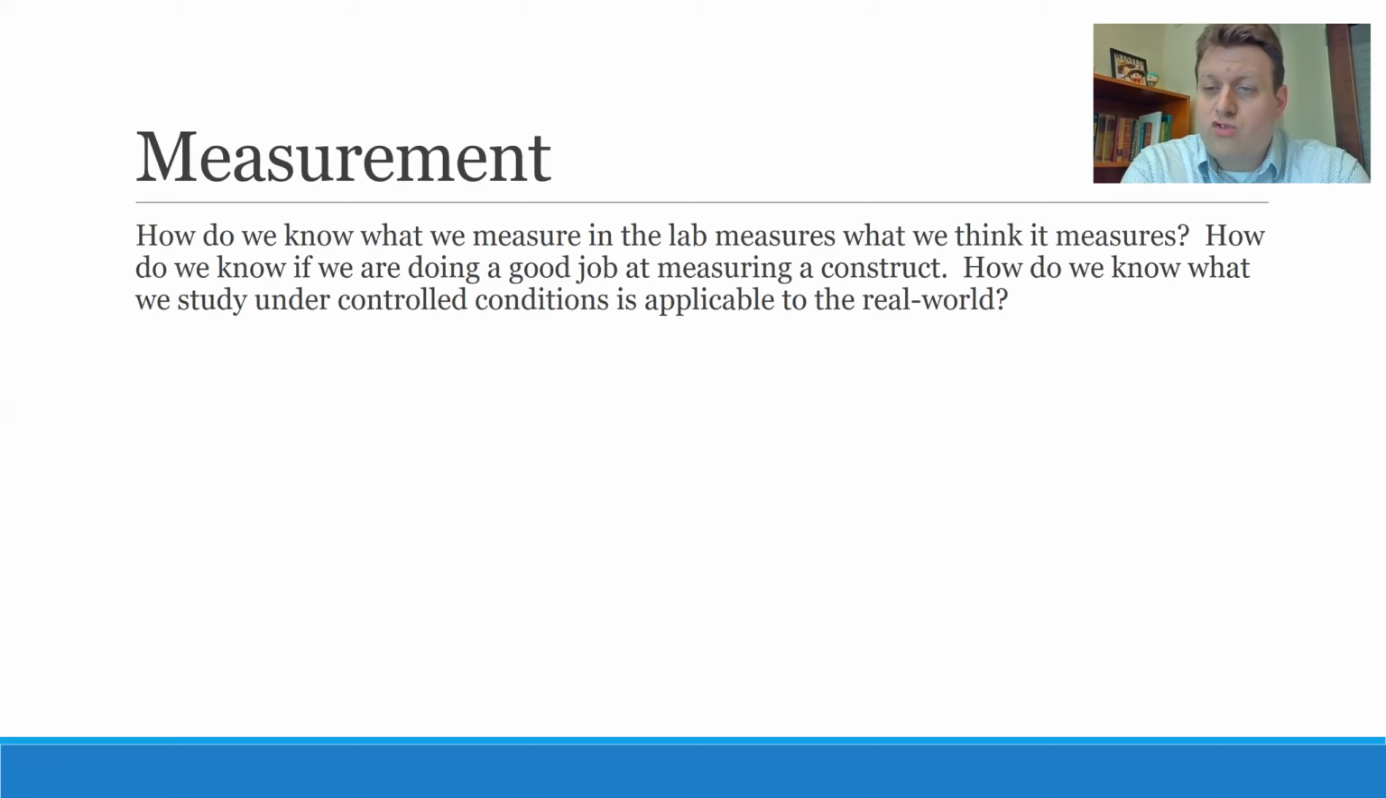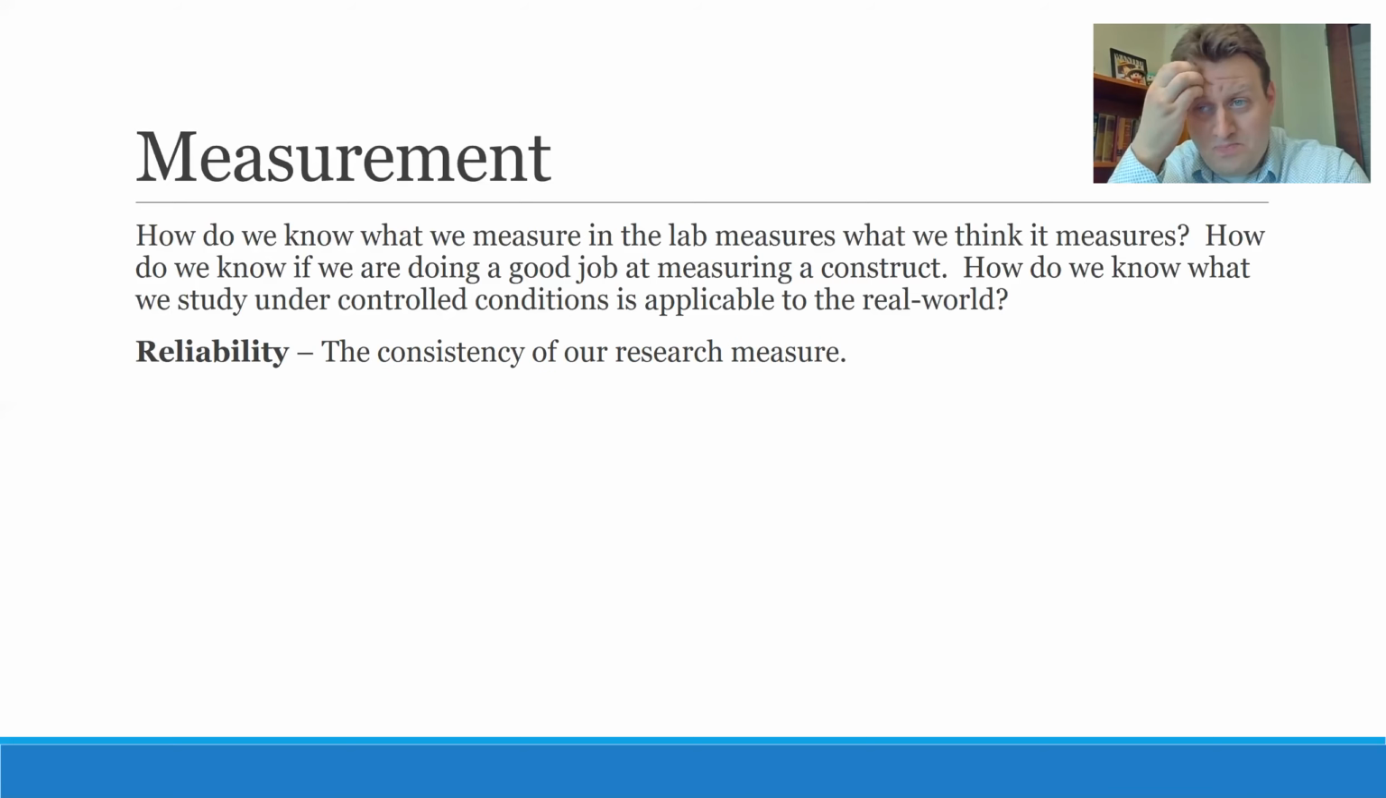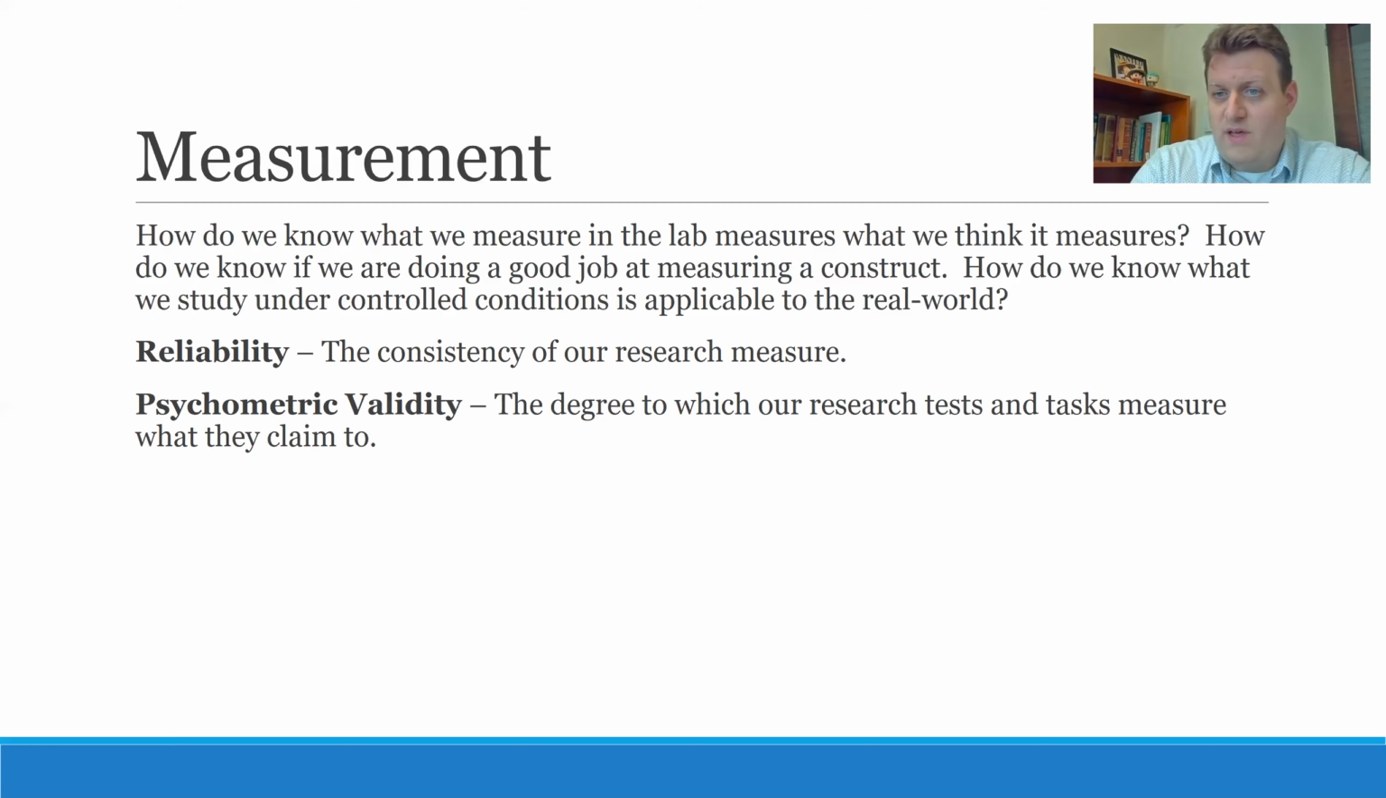For our purposes, there are two qualities of a psychology test or a psychology measurement that we are interested in to determine if we are measuring the hypothetical construct in a good way. And these two ways of examining a psychology test are the reliability and the psychometric validity. Reliability is the consistency of our measure. If we give the person the test today and we give the person the test tomorrow, are they likely to get a similar score? Or is it the case that their score varies a lot?